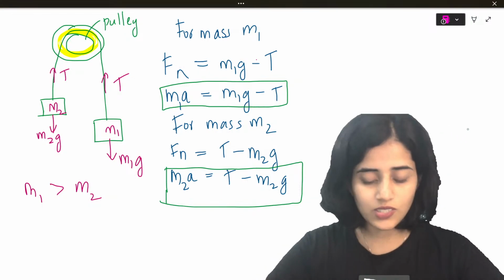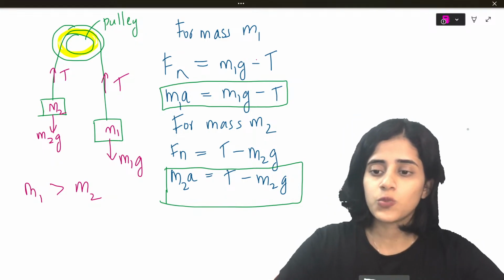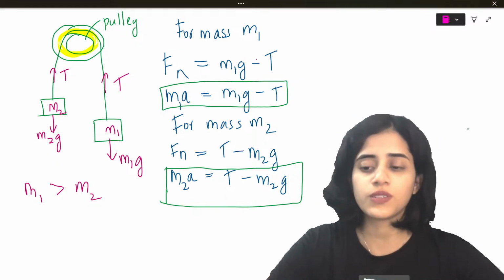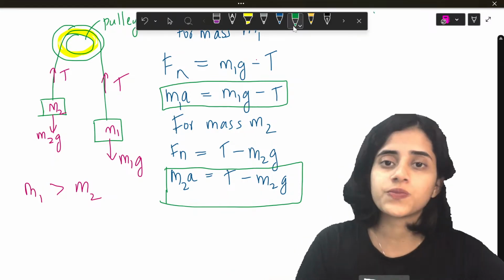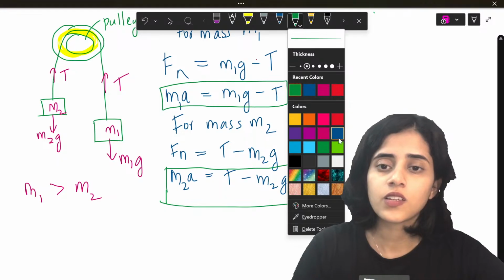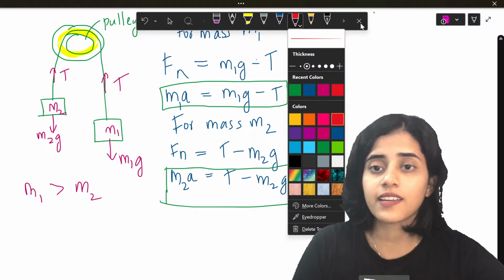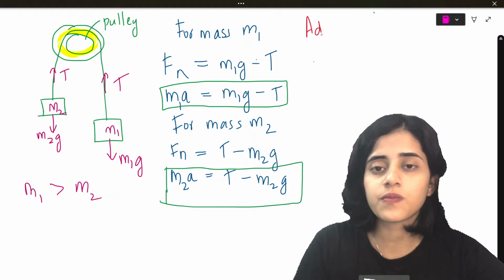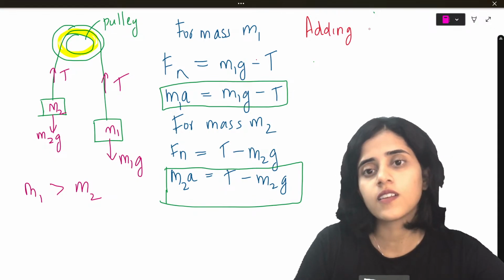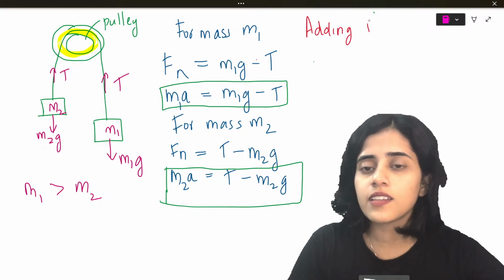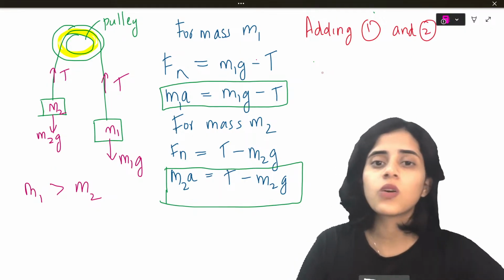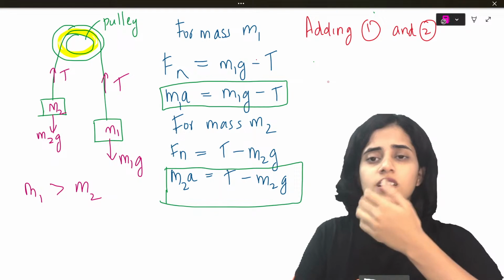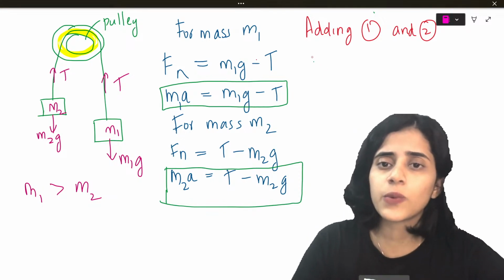Any doubts? Okay, let's move on. We're spending too much time here. Now what I'm going to do is add equations 1 and 2. I'll take red. So adding 1 and 2, what will we get? Both are F net, so I can just ignore it. I can add 1 and 2.